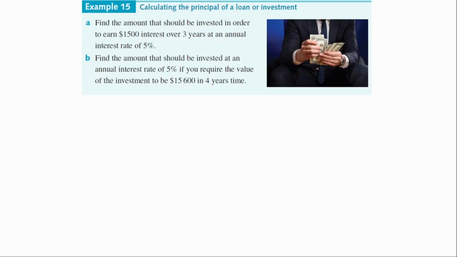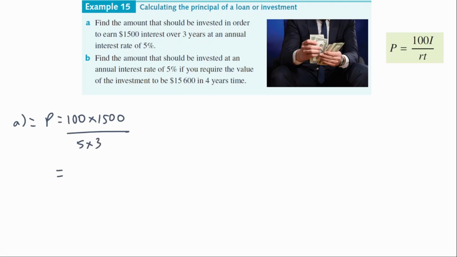Now, having a go at using this formula, let's do this question. Find the amount that should be invested in order to earn $1,500 interest over 3 years at an annual interest rate of 5%. So there's our formula again on the top right. So for question A, P equals 100 times I, we're trying to earn 1,500. So I'll just replace I with 1,500 over R, which is 5% there, and time, which is 3. And just plug that into your calculator, and your calculator will give you a value of $10,000.